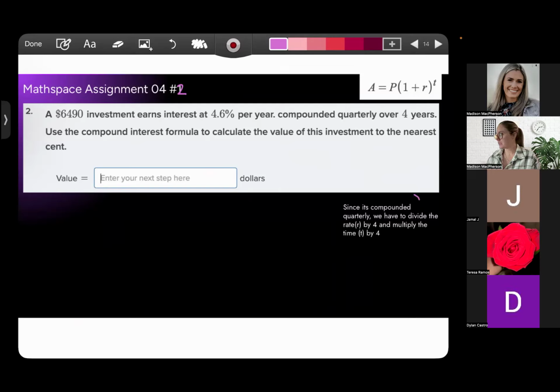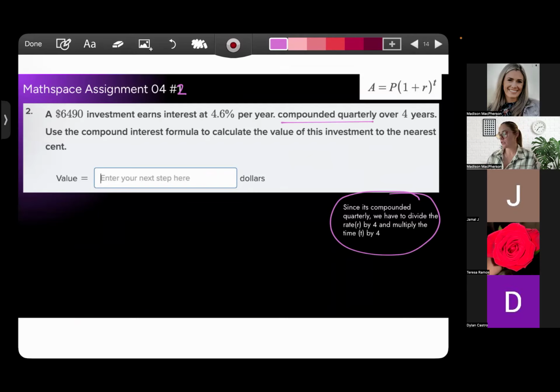Okay, so this is a good little tip to have. Notice we are compounding quarterly, which means it's going to change the formula a little bit. So I'm going to help you with that. We're going to get through it, but it is going to change it a tiny bit. Just be aware.